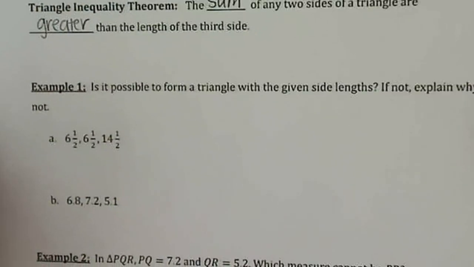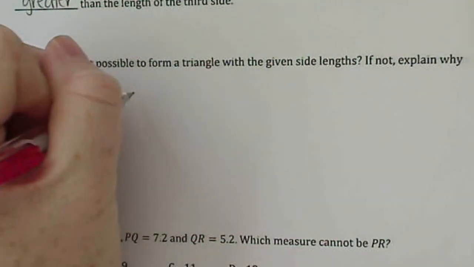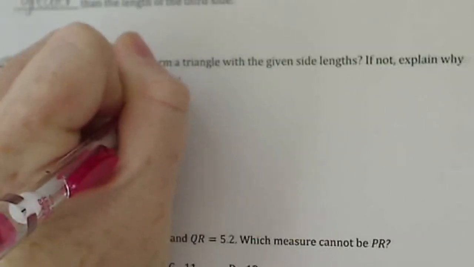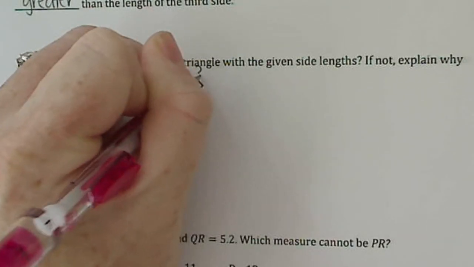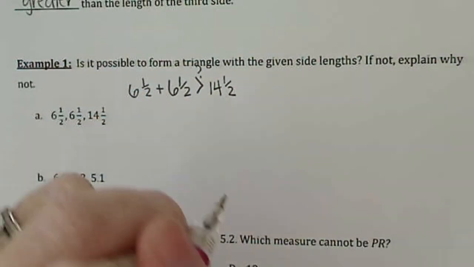So, example 1, is it possible to make a triangle with these lengths? Well, we need to test it out. When there are 3 sides, we need to test 3 things. We need to test, is 6.5 plus 6.5 greater than 14.5?